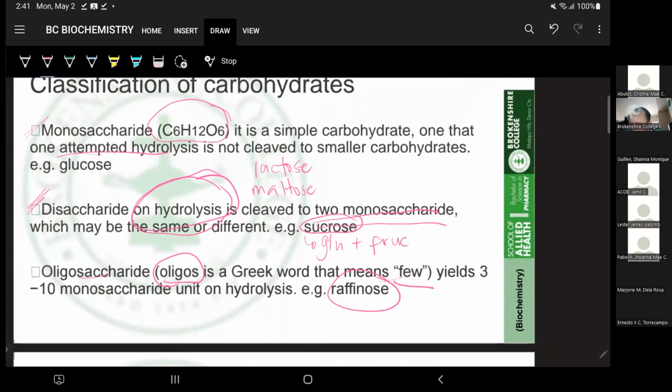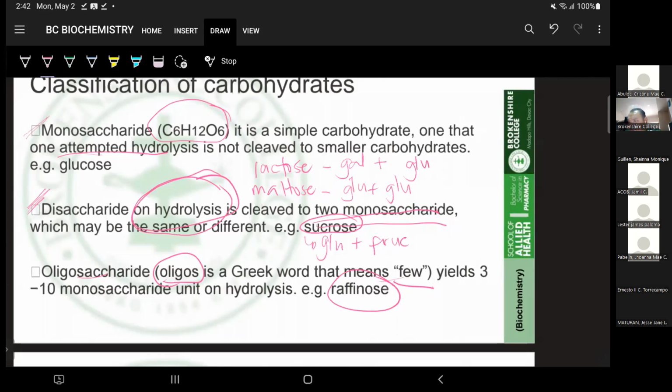When we say lactose, it is the combination of what? What combination of monosaccharides does our lactose have, students? Any answer from the students? And then also we have maltose. What is the combination? Lactose is hydrolyzed to galactose plus glucose. How about your maltose? It is made up of 2 units of glucose. Don't forget about that.